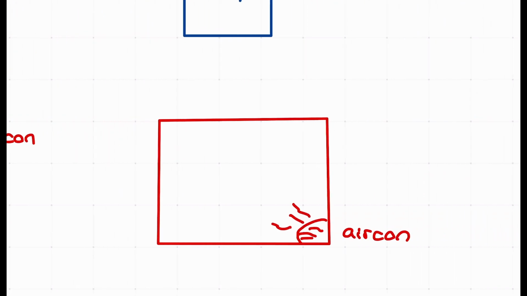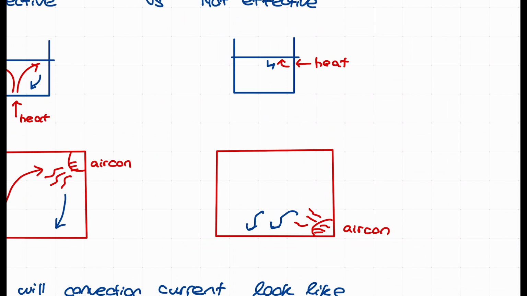But if you put the aircon at the bottom, what's going to happen now? Your cold air will continue to sink, while your hot air will continue to stay on top. This means that the heat is not really exchanged, and it's not very effective in cooling via conduction.